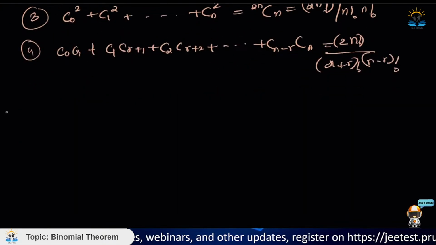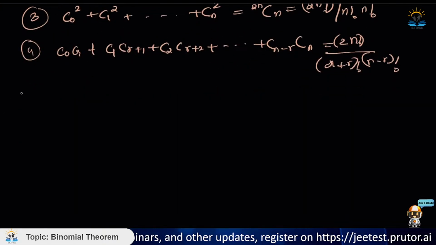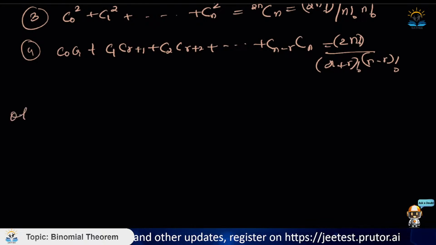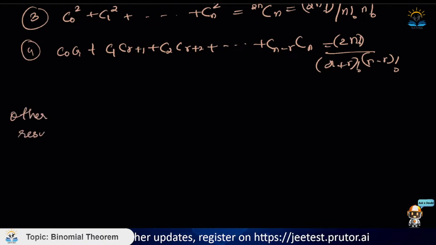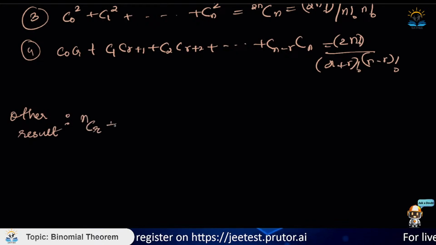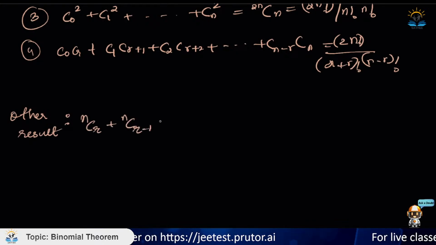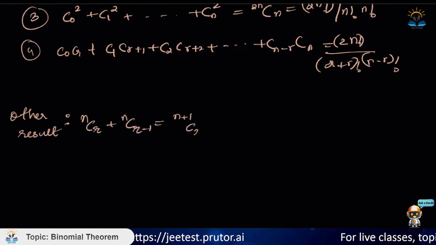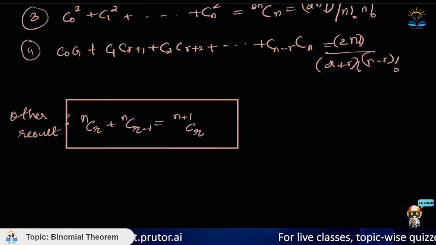Now we have another result which is applied for the binomial theorem. The other result is nCr plus nC(r minus 1), which will be equal to (n plus 1)Cr. So this is another result which is very important.